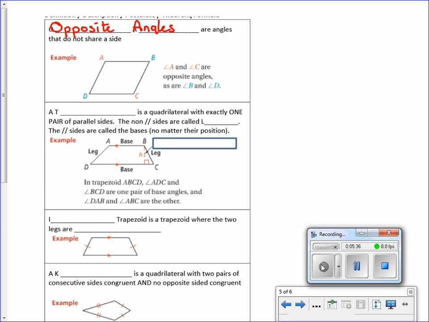And opposite angles are two angles that do not share a common side. So for instance, if I look at angle A, which is formed by these two sides, and then I look at angle C, which is formed by these two sides, none of them being shared, right? None of them overlap each other. That means that A and C are opposite angles. Now, this is previous knowledge. We've covered this idea for a long time now.